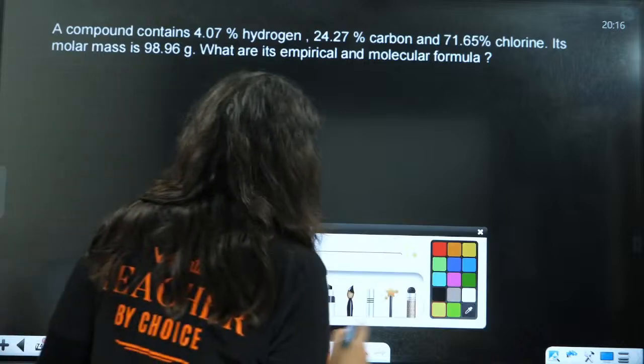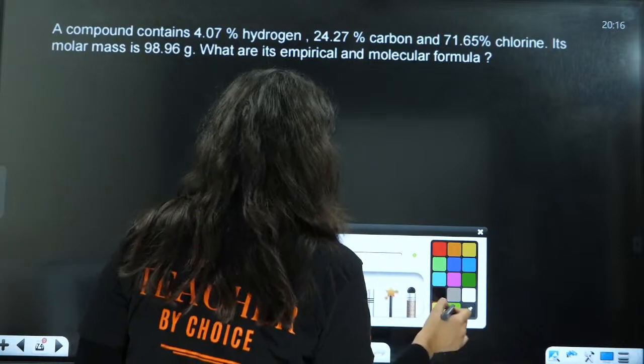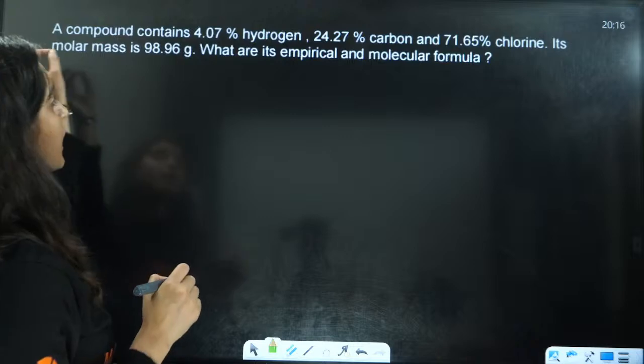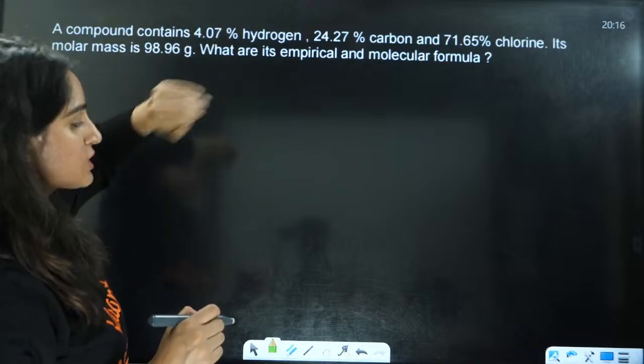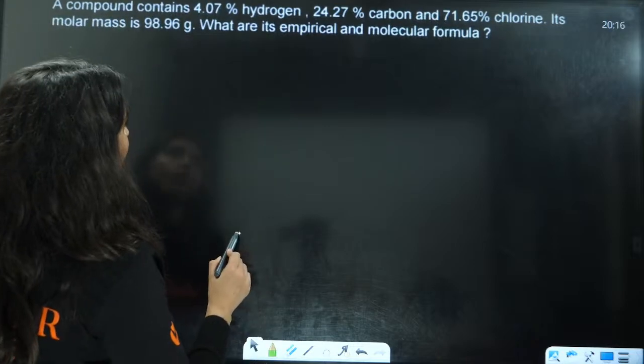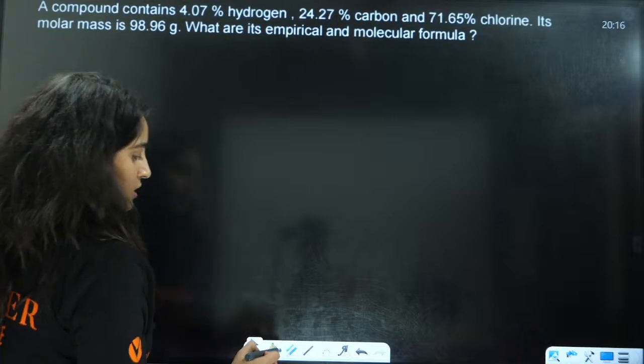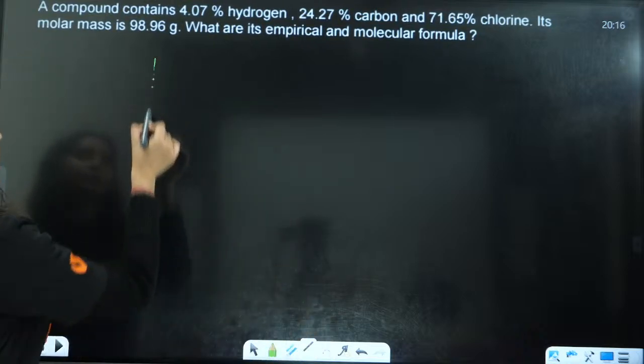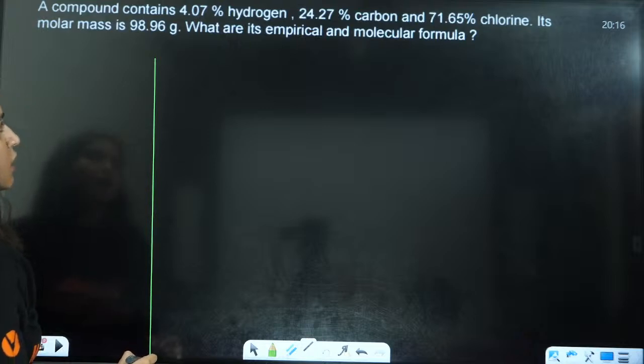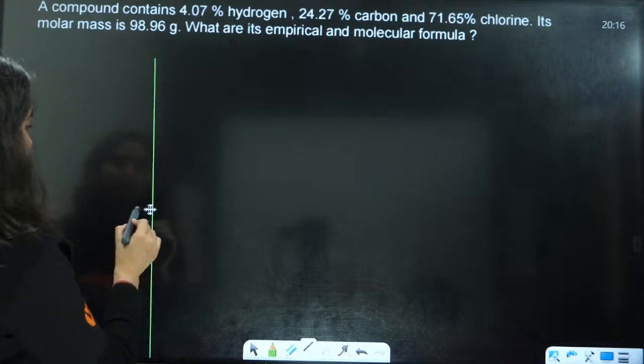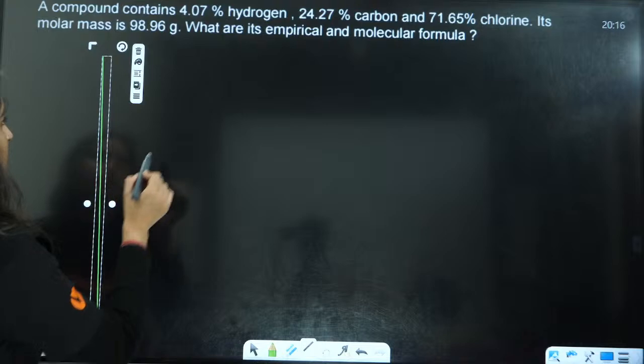Let us try to solve the question here. A compound contains 4 points. Here you just need to draw this table. First, we will write the element here.